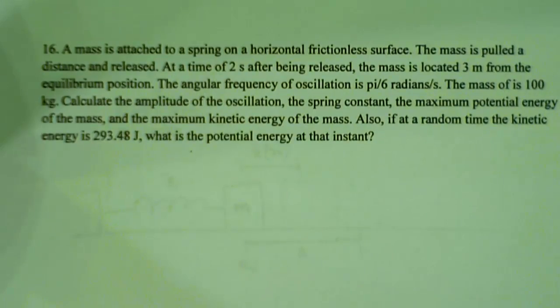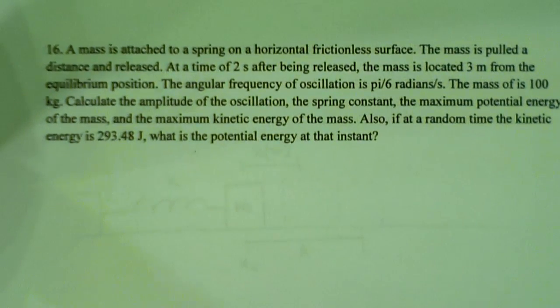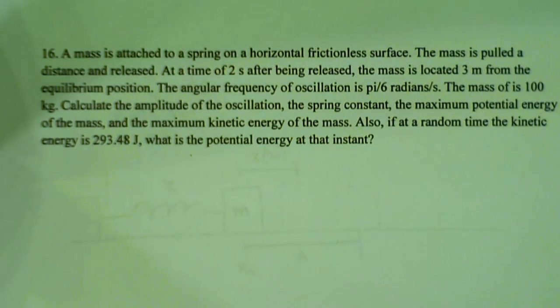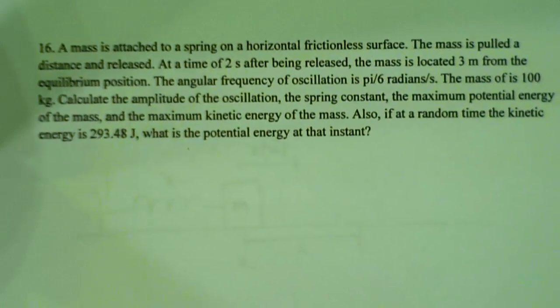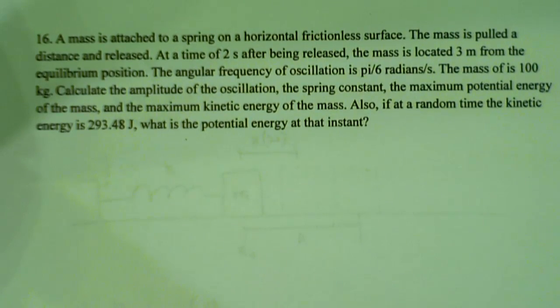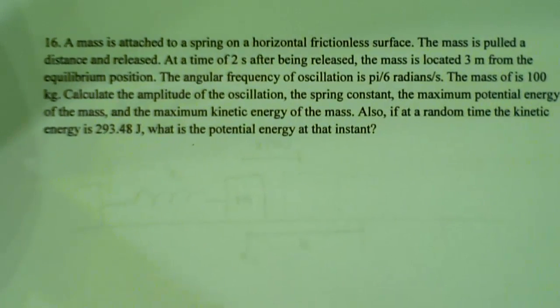And then the question asks for several things. Find the amplitude of oscillation, the spring constant, the maximum potential energy of the mass, and the maximum kinetic energy of the mass. Also, if at a random time the kinetic energy is 293.48 joules, what is the potential energy at that same instant?